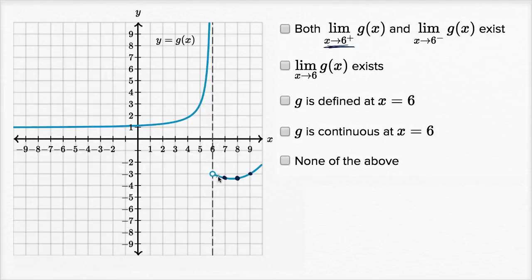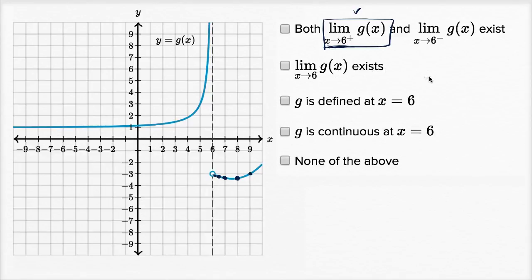G of 6.5 looks like it's still between -3 and -4, but it's closer to -3. G of 6.1 is even closer to -3. G of 6.01 is even closer to -3. So it looks like the limit from the right-hand side does exist. So it looks like this one exists. Now, I'm just looking at it graphically, and that's all they can expect you to do in an exercise like this.